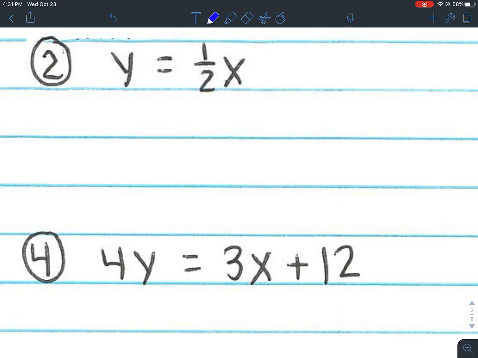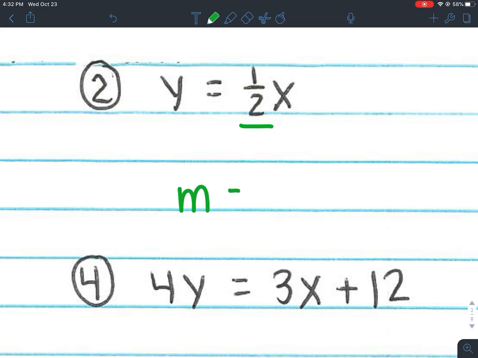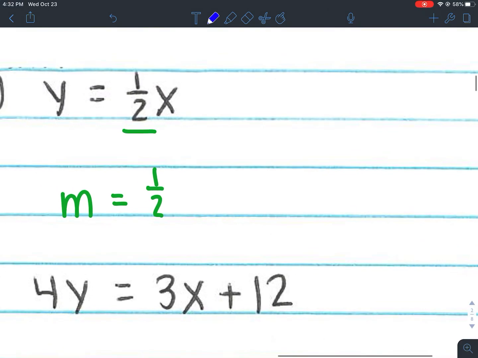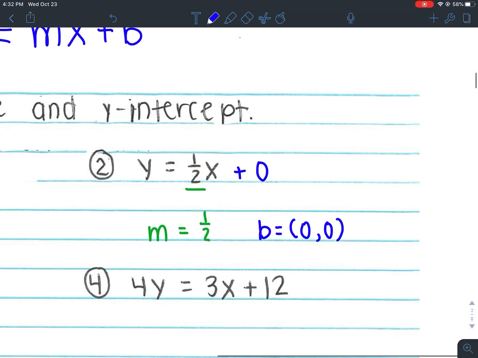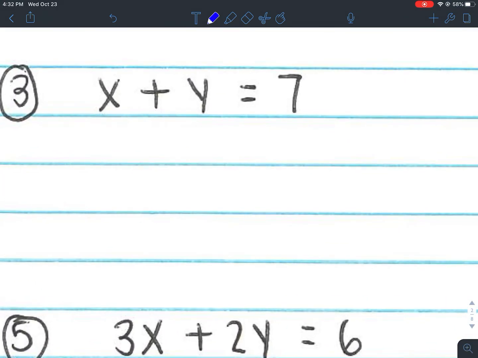Number 2, y equals 1/2 x. The y is already by itself, so this is also in slope-intercept form. Okay, let's use green. The slope here would be positive 1 over 2 or negative 1 over negative 2. There is no number over here, so we're like, what's supposed to be over here, right? Well, if there's nothing over there, what's nothing as a number? It's 0, right? We just don't put plus 0. So what really is our y-intercept? It's the point 0, 0, the origin.